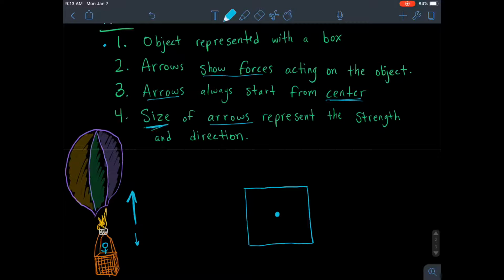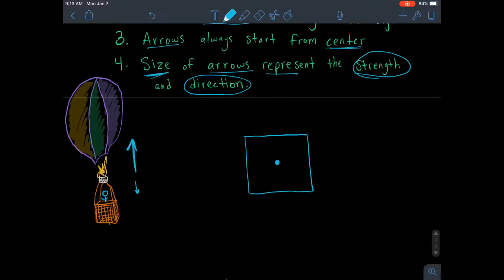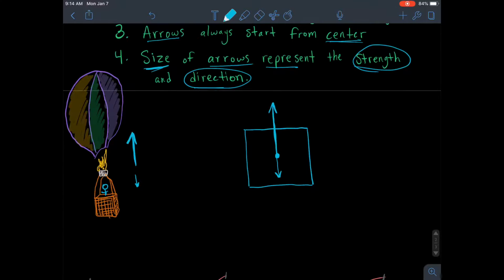The size of the arrows represents the strength, or the magnitude, and the direction. I'm not just going to draw arrows in any direction and any size. Since this balloon is going up, the up arrow needs to show that it's moving in the upward direction, and there's a lot of force pulling it up. There's a little bit of force pulling it down because of the weight of the balloon and the person in it. So now I've got a simplified version of this hot air balloon, with the upward force and a little bit of downward force.